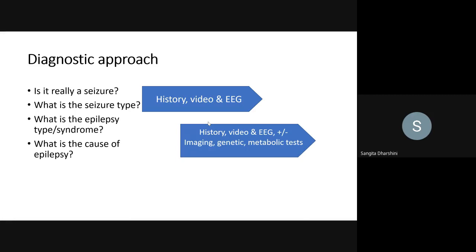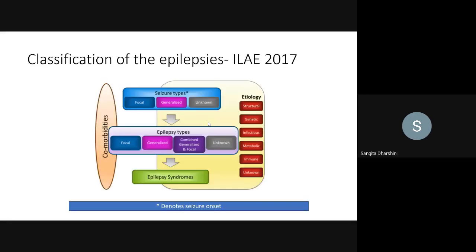So in 2017, the ILAE, the International League Against Epilepsy, released the latest classification of epilepsy. Seizure types are now categorized as being focal, generalized, or sometimes we really don't know, unknown. Epilepsy types are focal, generalized, combined focal and generalized, or unknown, and then the different epilepsy syndromes. Various etiologies which we may see would be structural, genetic, infectious, metabolic, immune-mediated, and actually in a big chunk, we really don't know why these children seize.